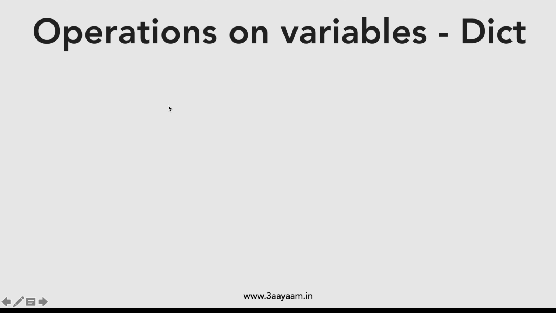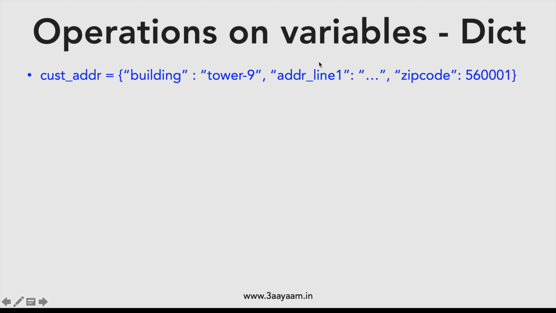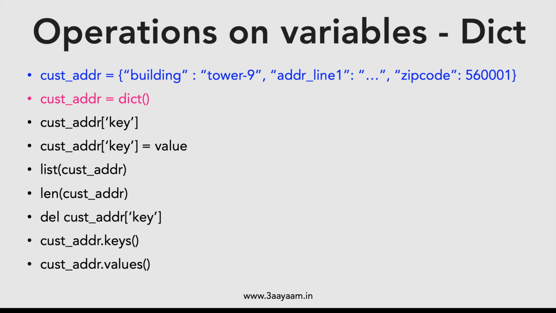And the final data type is dictionary. You can think of dictionary as a mapping of JSON in Python. So dictionary is just like JSON. We have key and value, and we can have embedded dictionary also. We can have embedded list also. So this is how typically a dictionary variable looks like. We have customer address, the building, the address line 1, zip code, etc. And of course, we can create an empty dictionary also using the dict function.